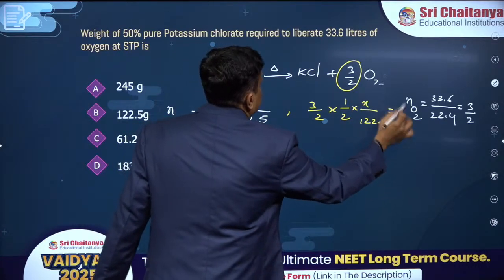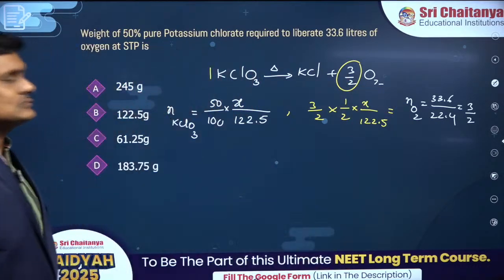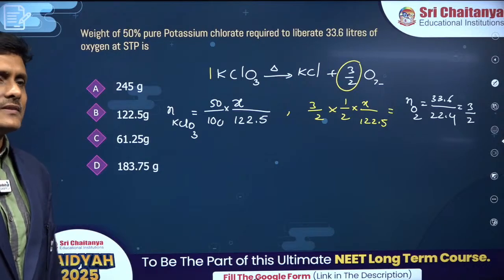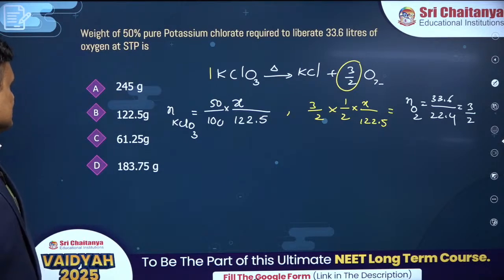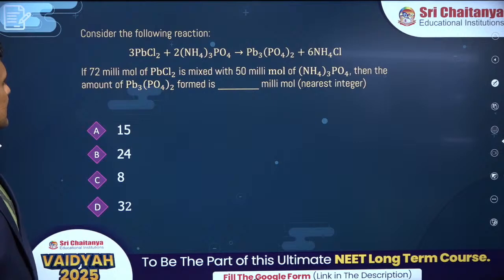Bas ho gaya. That's it. You have to find the value of X. You got 122.5. The answer is different. Please check. Do the calculation and get it.